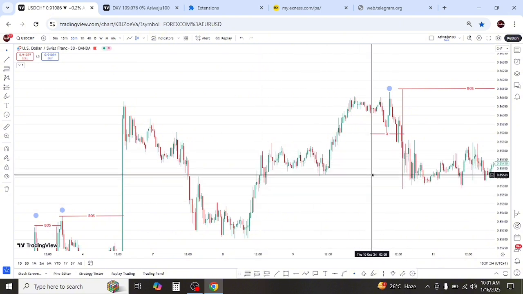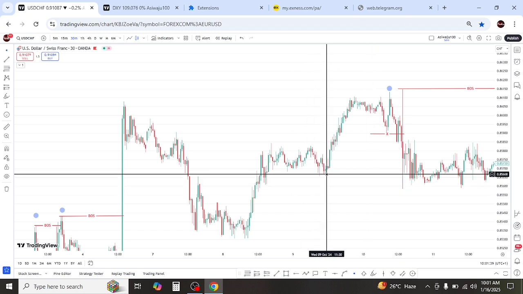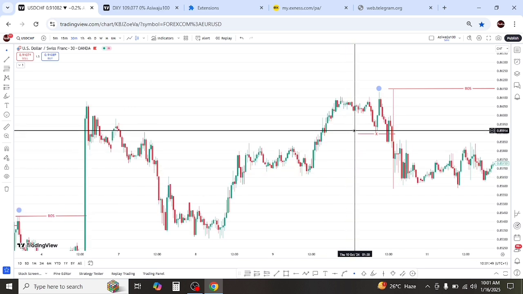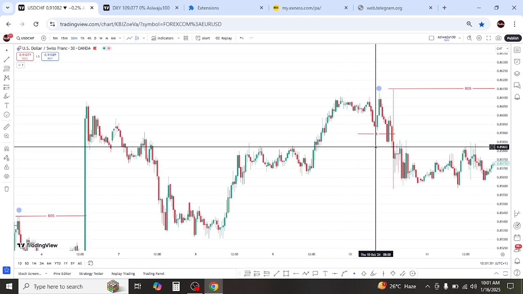one single time frame. Because this low that you see here might be a liquidity point on the 1 hour time frame, and it might be a liquidity point on, let me say, the 2 hour time frame. So that's why we have this kind of situation in the market. Price doesn't follow a single time frame.